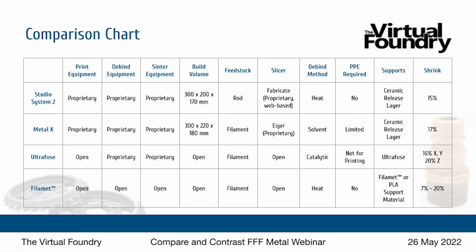Ultrafuse says not for printing. You don't need any protective equipment for the printing process. And you're likely sending your part away for the debind and sinter process. So obviously you won't need any there. They'll take care of that at the place they're performing those services. With the Virtual Foundry's Filamet, there is no protective equipment required there either because the debind process is happening with just heat.